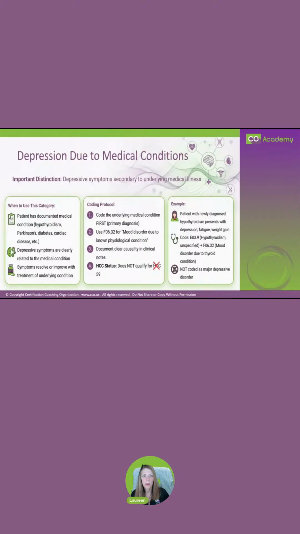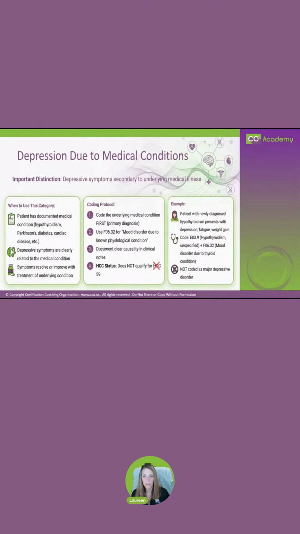All right, now let's talk about a special category, depression due to medical conditions. This is an important distinction because sometimes depressive symptoms are secondary to an underlying medical illness. So you use this category when the patient has a documented medical condition like hypothyroidism, Parkinson's, diabetes, cardiac disease, and the depressive symptoms are clearly related to that medical condition, and often when you treat the underlying condition, the symptoms resolve or improve. That's a related condition.